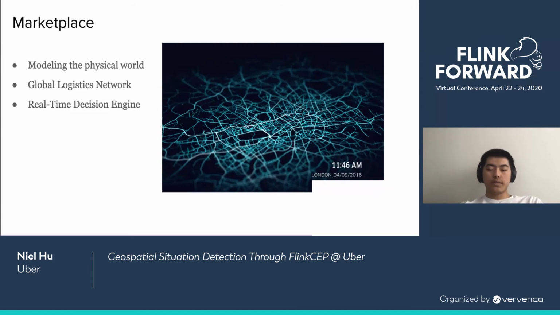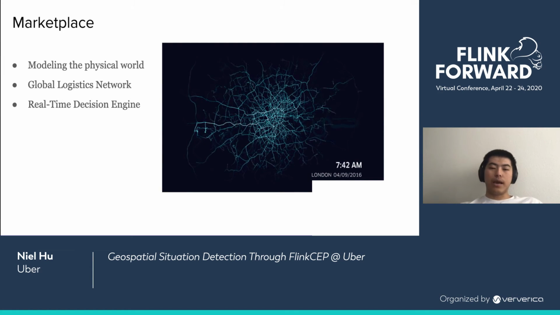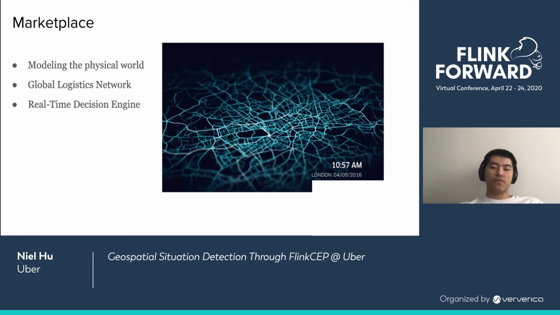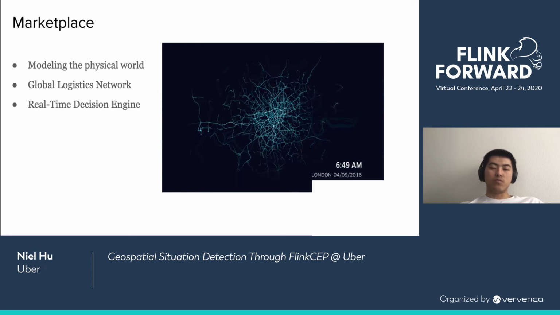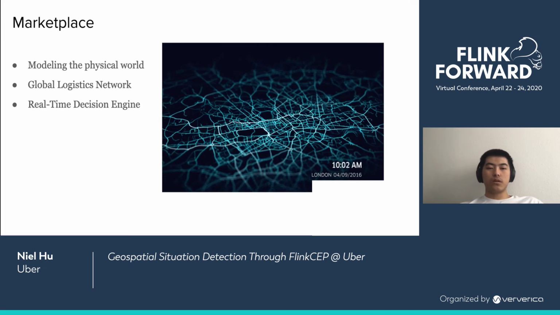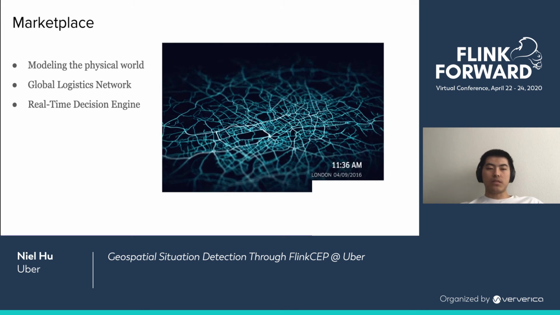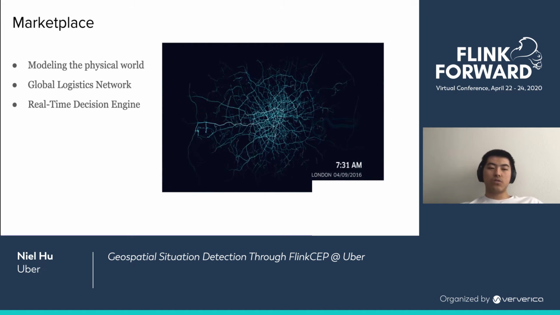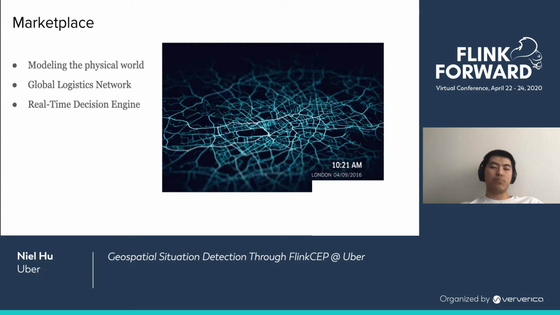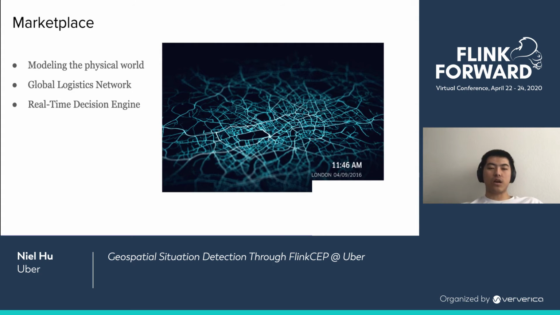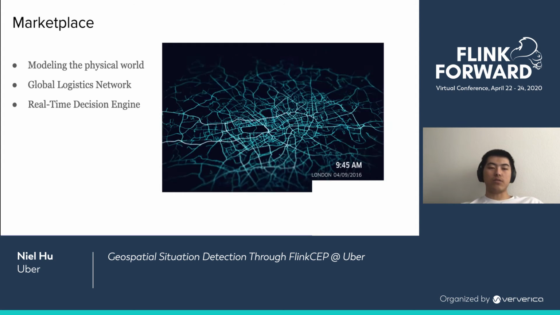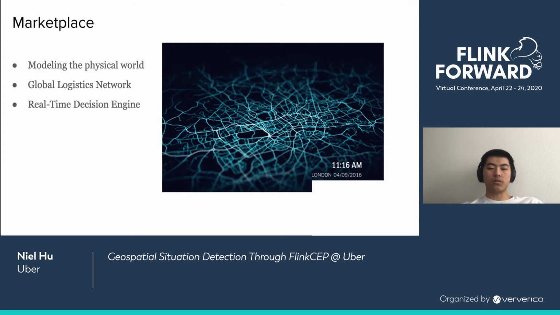What is a marketplace? Marketplace is like the brain behind Uber. Every time we order a car or try to get a food delivery, there's a whole bunch of work being done behind the scenes, and a lot of it is the marketplace. Remember, Uber is operating in this physical world with a physical global logistics network. We have to make millions, if not billions, of micro decisions all the time. And those decisions are powered by this real-time engine within the marketplace.